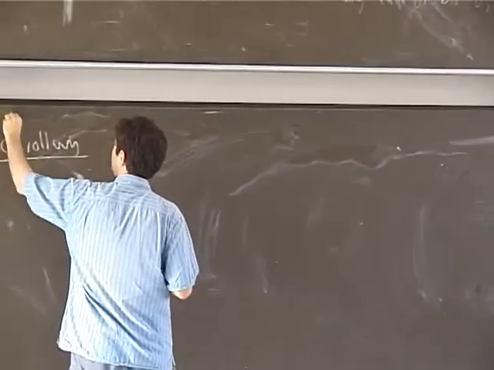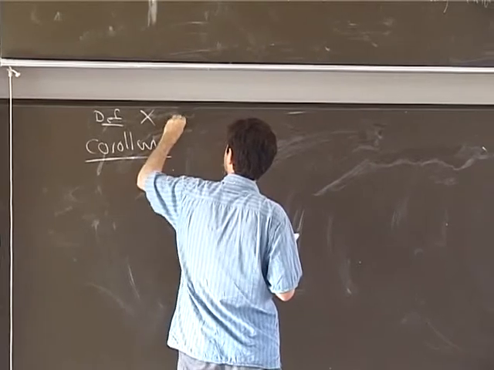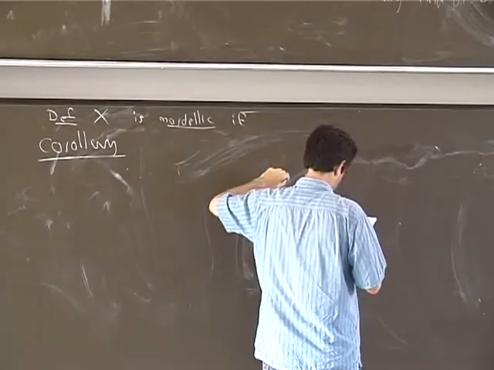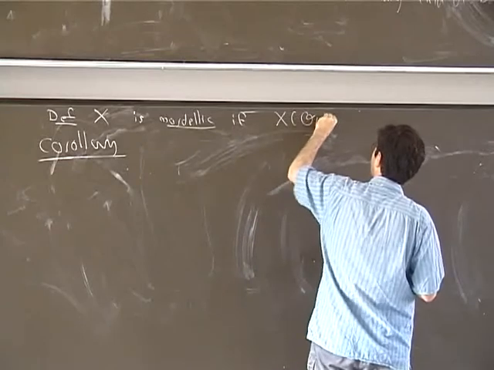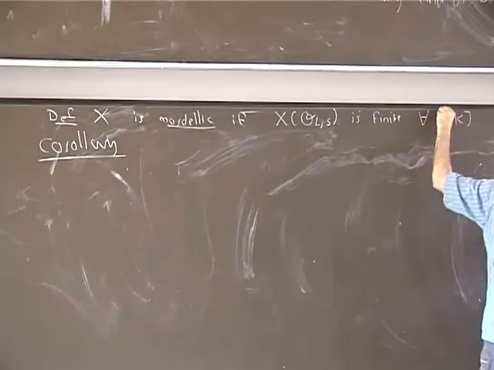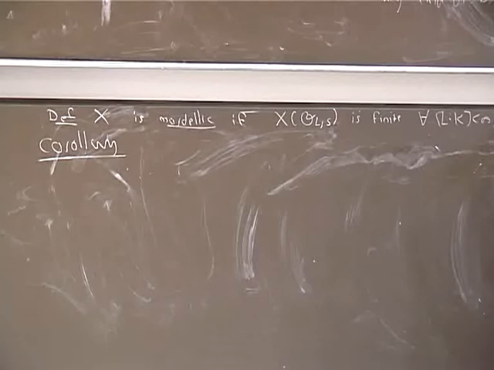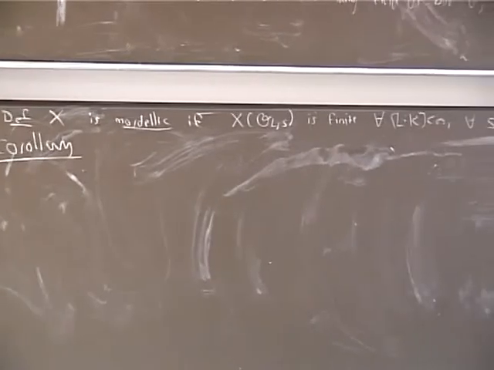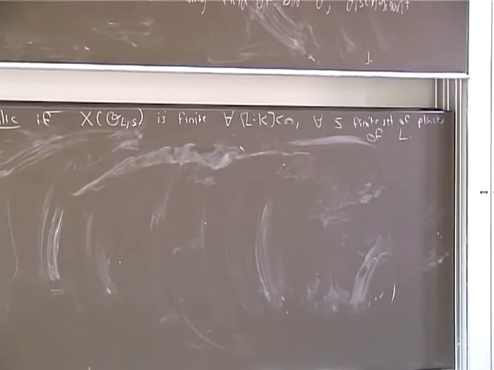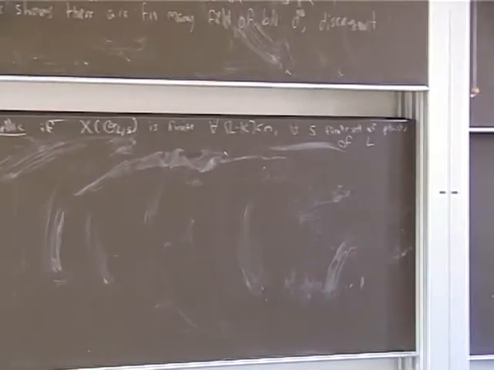Before I say the corollary, I need to make a definition. I say that the curve X is Mordellic if it satisfies Mordell's conjecture in the sense that X(O_{L,S}) is finite for all finite extensions L of K and for all S finite set of places of L. So if it satisfies the Siegel-Faltings condition, which I stated earlier, that it has finitely many S-integral points for all finite extensions, then I say that the variety, or in this case the curve, is Mordellic. Mordellic means it satisfies Mordell's conjecture.